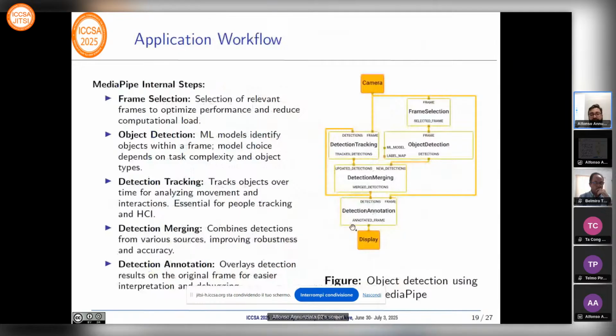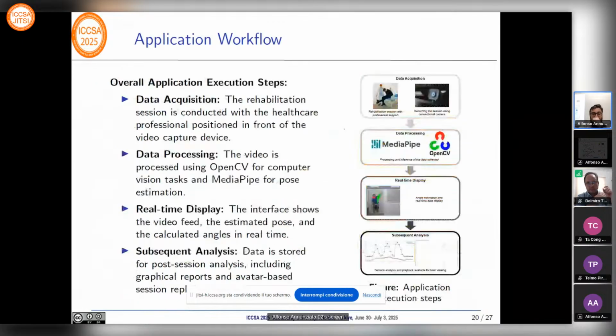Here we have our application workflow. First, the frame selection: selecting relevant frames to optimize performance and reduce computational load. Then the object detection of the body parts, where machine learning models identify objects within a frame. Then detection tracking and detection merging, where we merge MediaPipe and OpenCV. And here we have the decision annotation displayed for the user: patients and healthcare professionals.